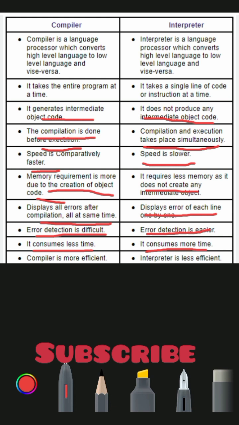Now next, compiler is more efficient and interpreter is less efficient.